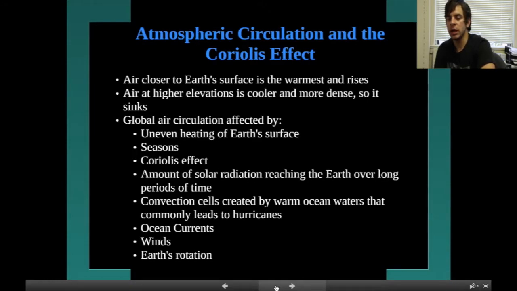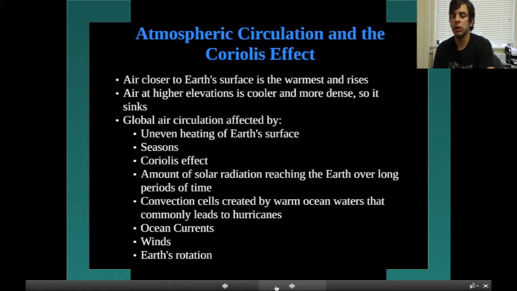Atmospheric circulation and the Coriolis effect. Well, we know air closer to Earth's surface is the warmest, and it tends to rise up. And then air at higher elevations is cooler and more dense, so it sinks. So at the bottom we have the warm air, on top we have the cold air, and then they basically swap positions.